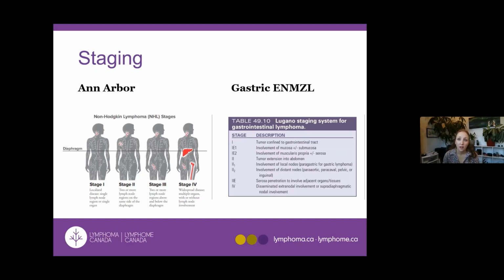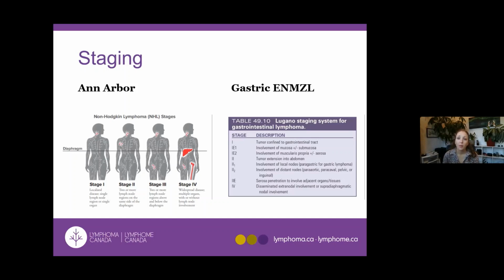And what we're interested in knowing about that is, is the tumor just inside the stomach? Has it gone through the wall of the stomach? Is it involving lymph nodes, and are those close or farther away lymph nodes? So there's just a few more characteristics that we take into consideration when we're doing staging for those gastric MALTs.